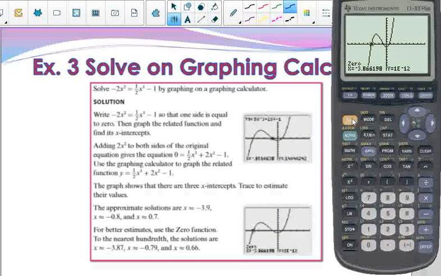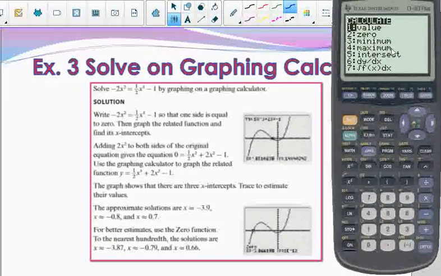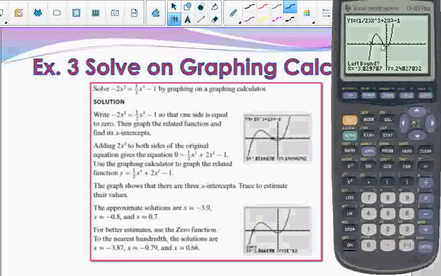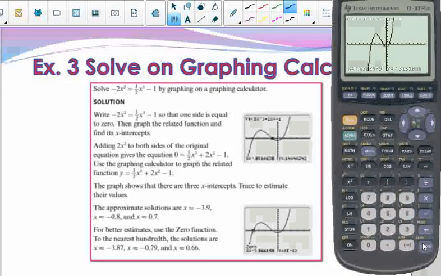To find the next one, hit second trace, hit number 2 again. We want to find this one. So I'm going to hit the right arrow button. I'm going to go right above it, so I know I'm above the x-axis because this is positive. Hit enter, go right below. Now it's a negative, hit enter a third time.